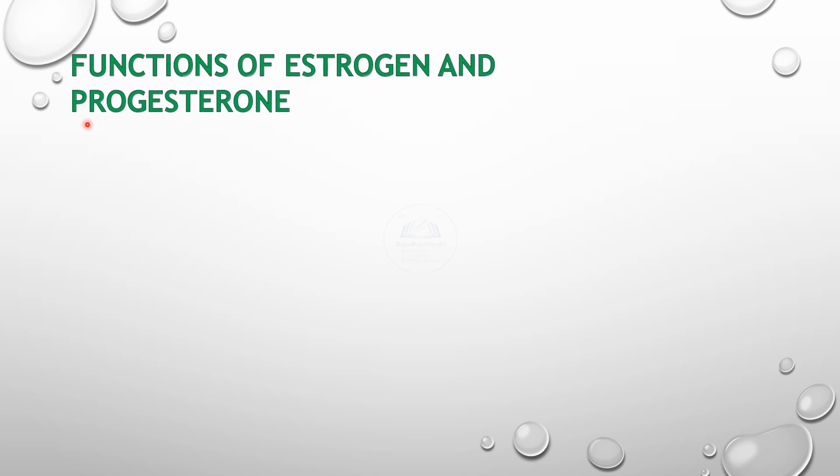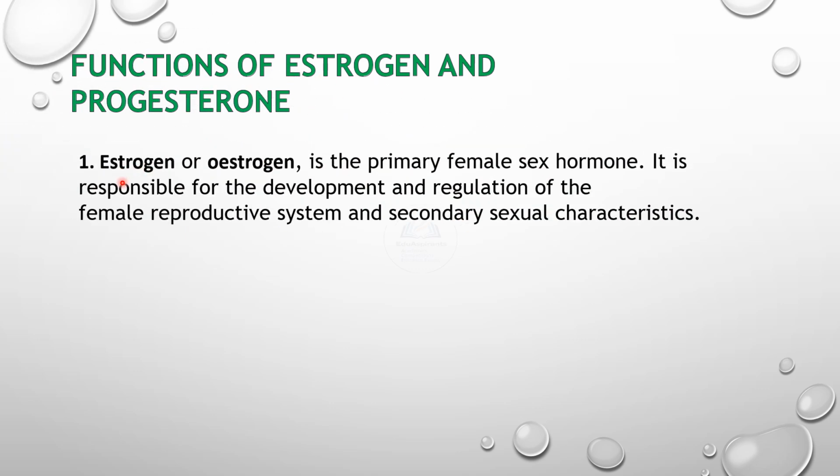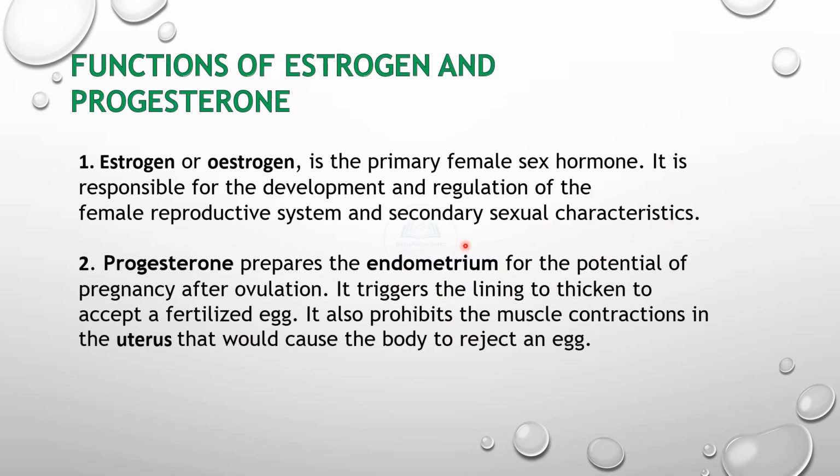Functions of estrogen and progesterone. Estrogen is the primary female sex hormone. It is responsible for the development and regulation of the female reproductive system and secondary sexual characteristics. Progesterone prepares the endometrium for the potential of pregnancy after ovulation. It triggers the lining to thicken and to accept a fertilized egg. It also prohibits the muscle contractions in the uterus that would cause the body to reject an egg.